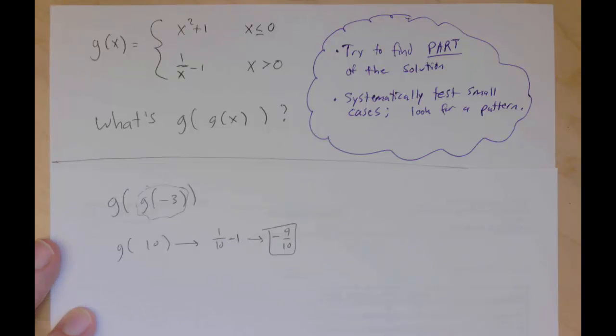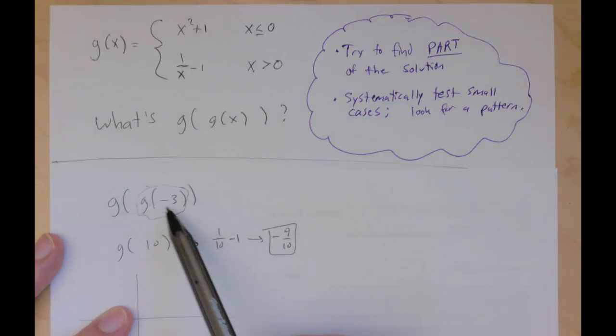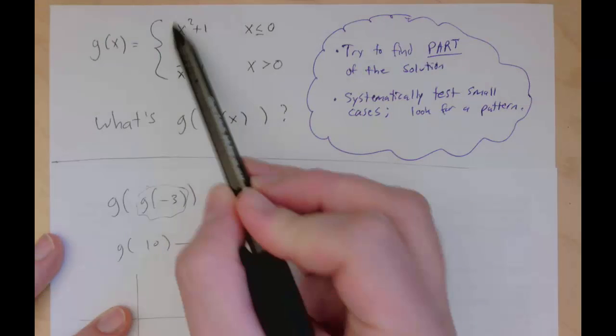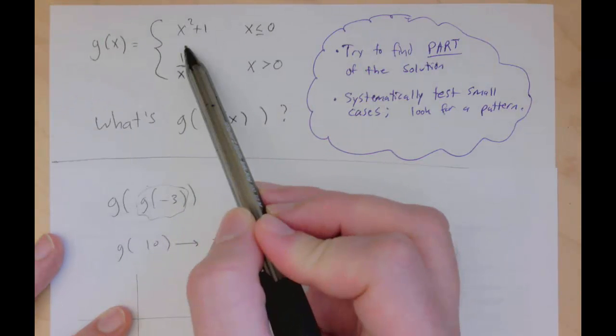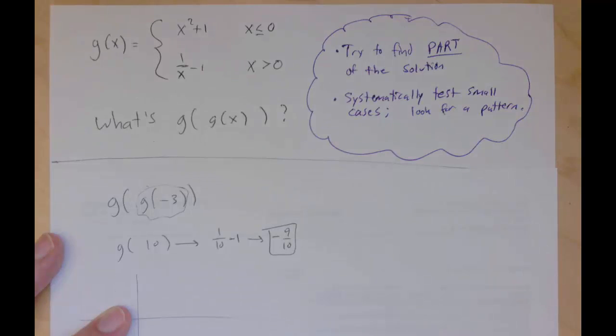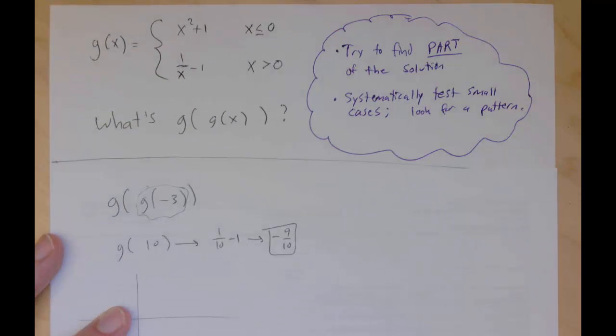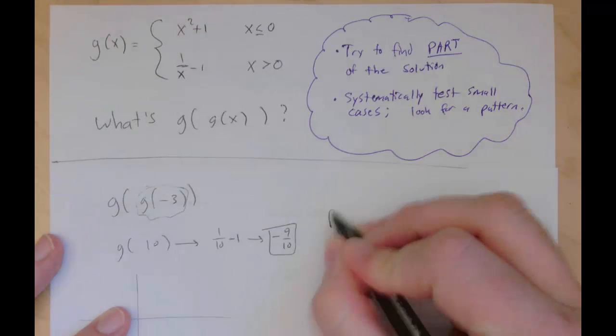A couple of things that you could do. One thing you could do would be to start making a graph to think about what the graph looks like. What I want to focus on is this process that we just went through. First, -3 went through this piece of the function, then it went through that piece. So why is it that it went through this piece and then that piece? That's what I want to zero in on.